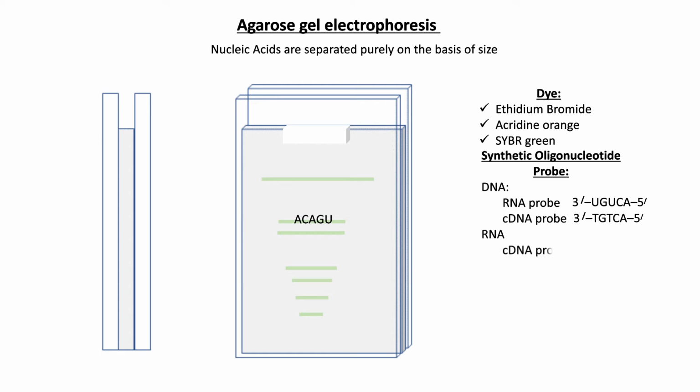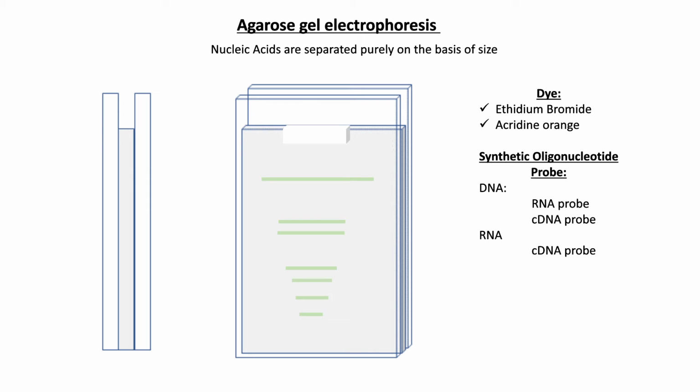For RNA, we use cDNA probe. So two types of probes are there. For DNA, RNA probe or cDNA probe, and for RNA, cDNA probe. So these are the probes. Now, these probes have to be made visible.